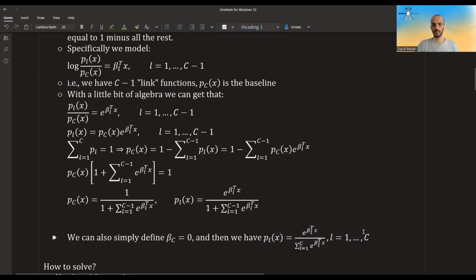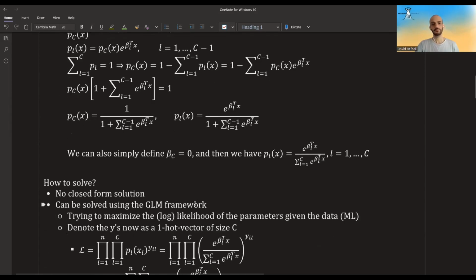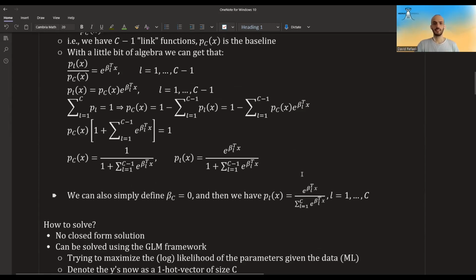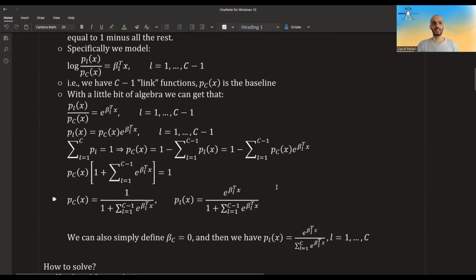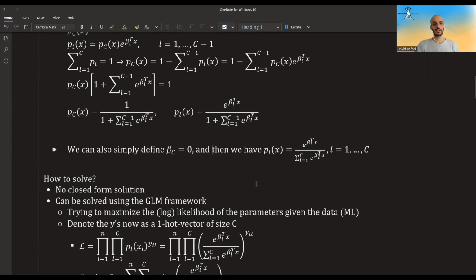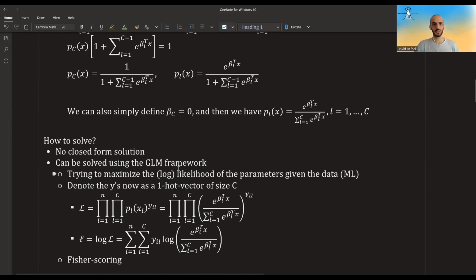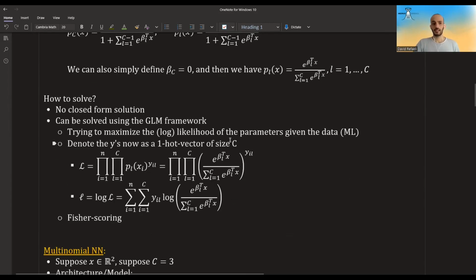So this is just another way that we can write this down. Okay, so this is what we get, but how do we solve this? Well, there's no closed form solution. We look at the log likelihood and we try to maximize it using Fisher scoring. So how does the log likelihood look like?